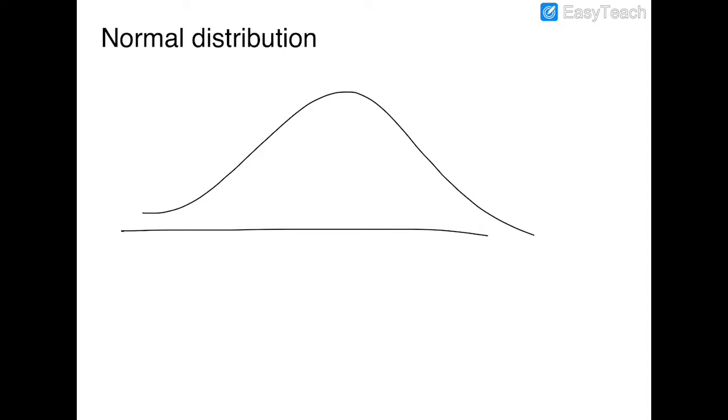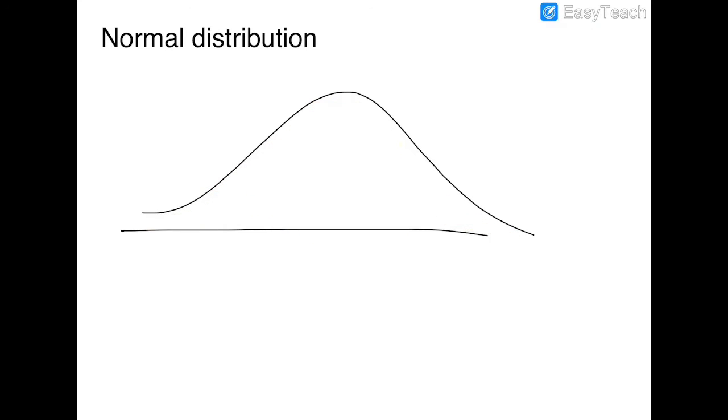Here I'm going to talk about the normal distribution. This one is a probability distribution, and why we say it is normal is because most of the data we're going to find here in the middle of the distribution, and just a few data we're going to find here in the bottom or here in the top of the distribution.